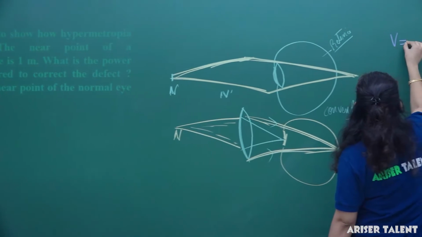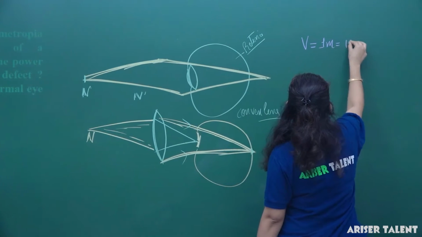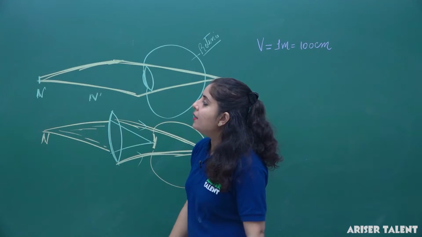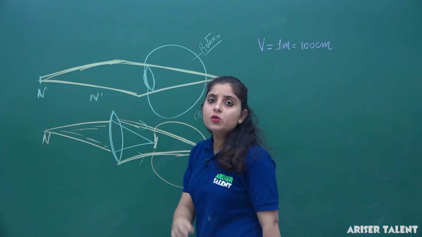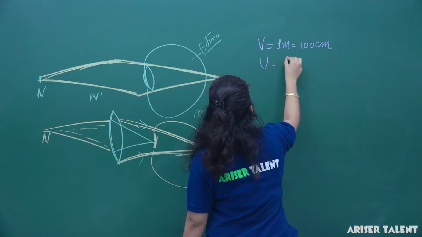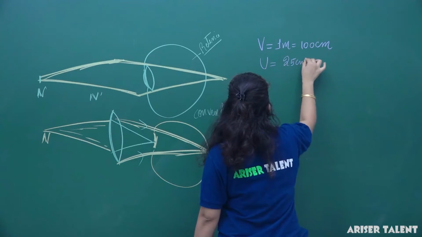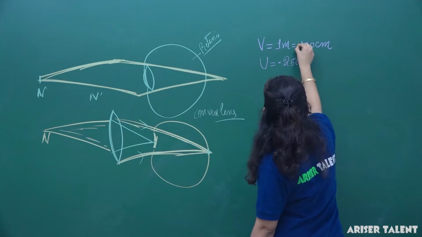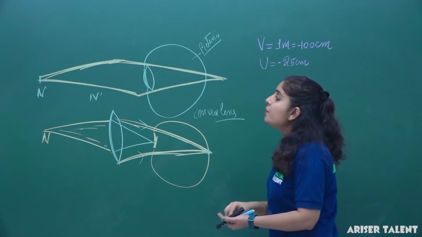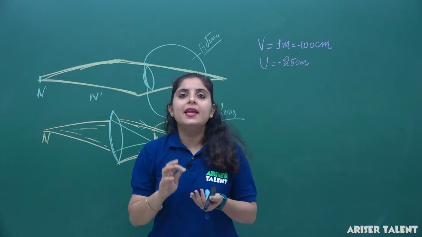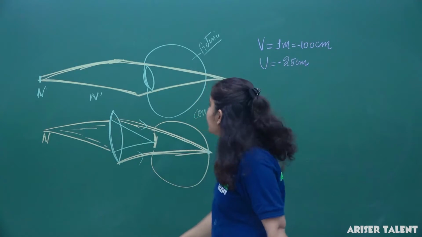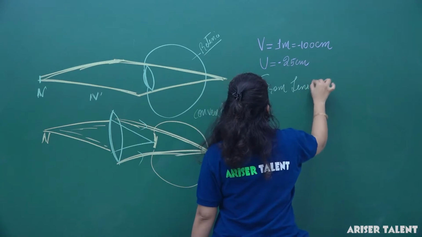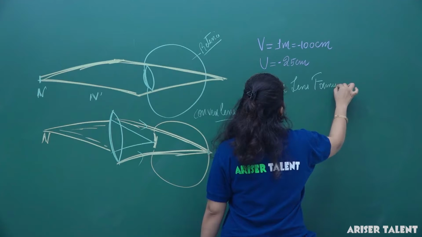So you are given that v equal to 1 meter, and 1 meter will be equal to 100 centimeter, and you are given that the near point for the normal eye is 25 centimeter. So you will assume u will be equal to 25 centimeter. Okay, now this will be in the negative and this will again be in the negative sign. Now if I want to find out the power of the lens, again I will require the focal length for that lens. So focal length can be found out from the lens formula. We will use the lens formula in this case.